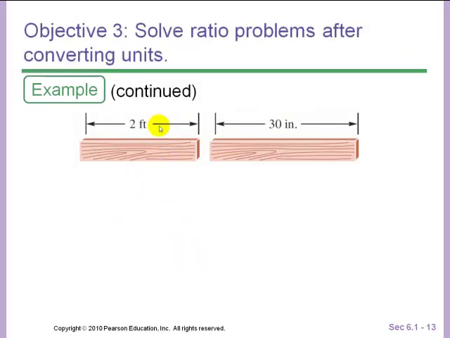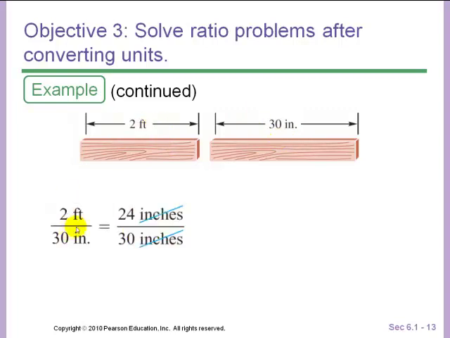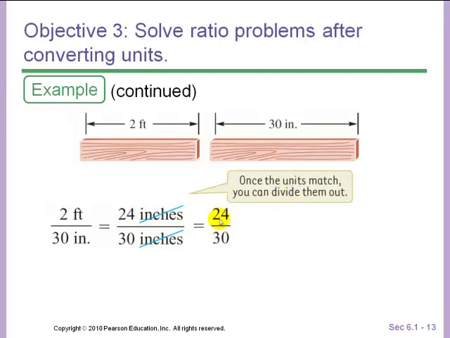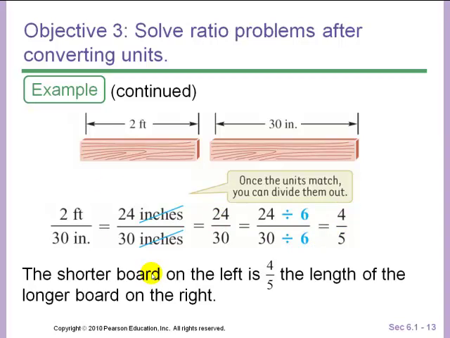And they wanted us to compare the shorter one on the left to the longer one on the right. And so we're going to have the 2 feet over 30, but we converted that to inches. Notice now that we have the same units, we can cancel them out. Ratios are always comparing the same units. Then you can simplify the fraction, divide both top and bottom by 6, and we get 4/5. So we could write this one as a sentence. The shorter board is 4/5 the length of the longer board.